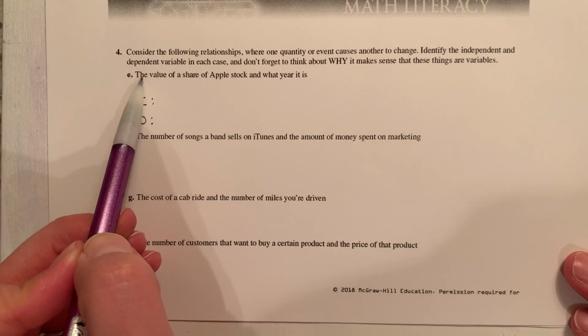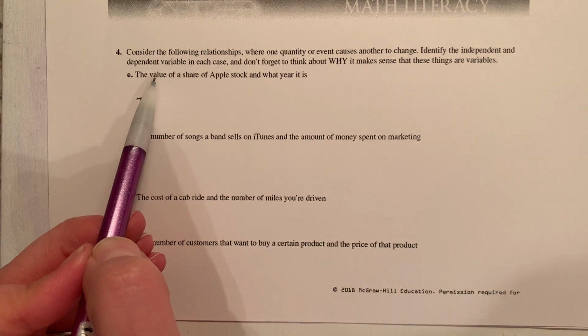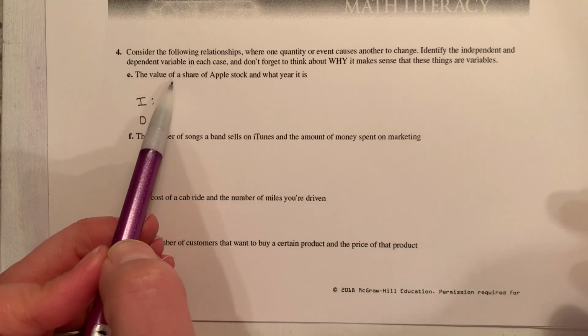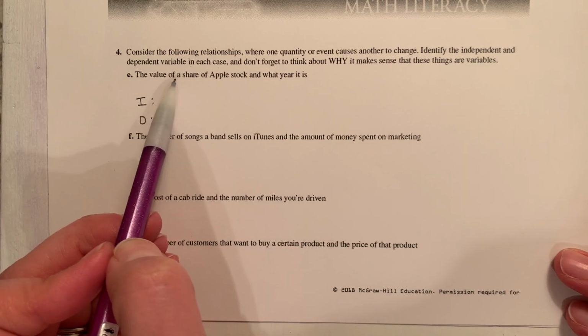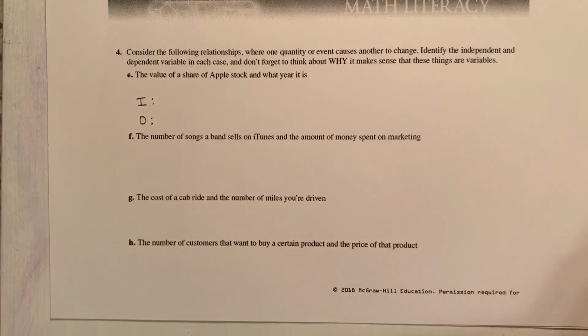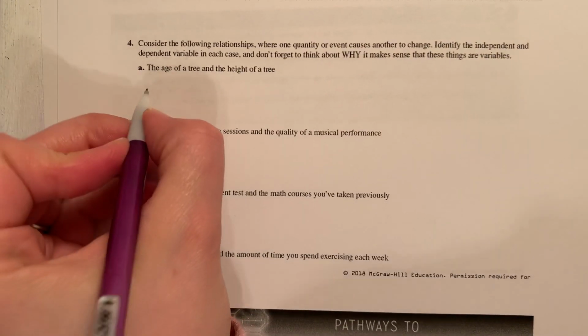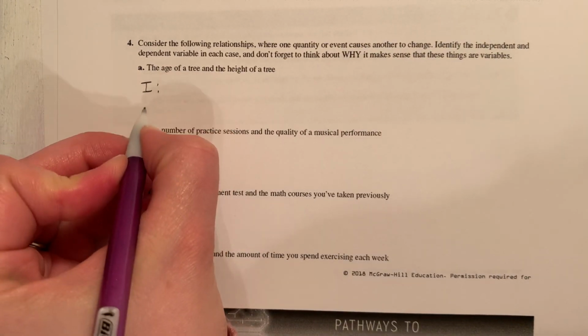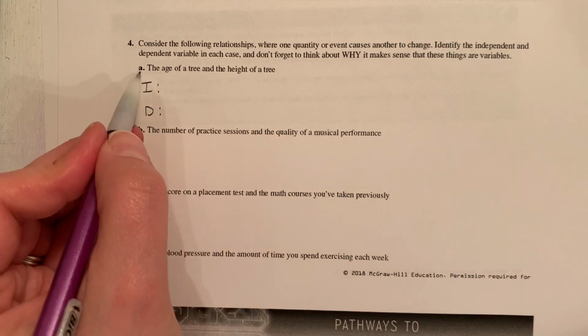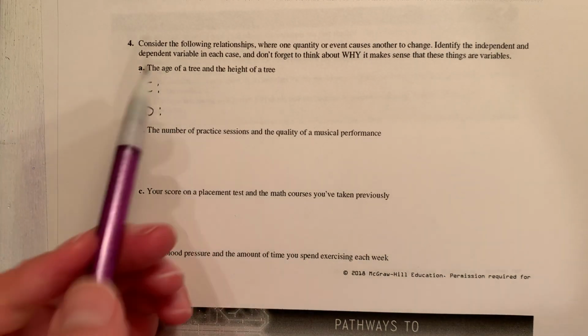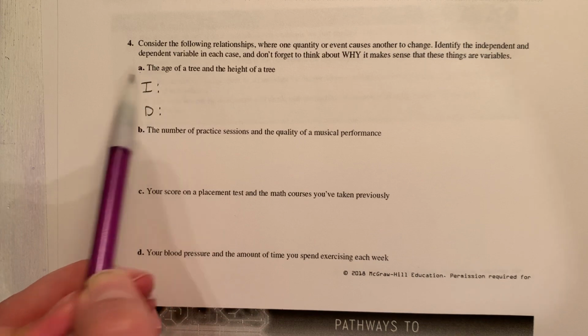So the value of an apple, hold on one second. Oh, I just realized I started with part E. Sorry guys, let me go all the way up to part A. There we go, that's better. Independent and dependent. So this is part A. I didn't mean to start with part E. So same directions, we're just starting with part A now.